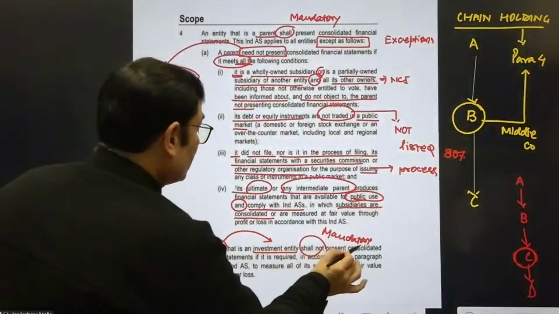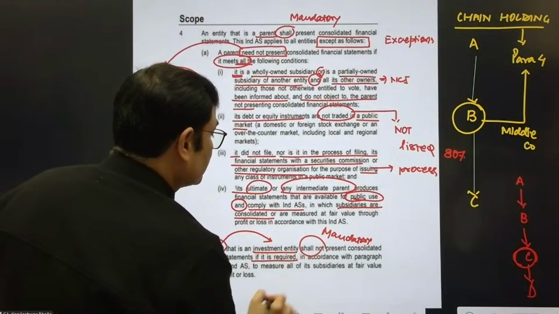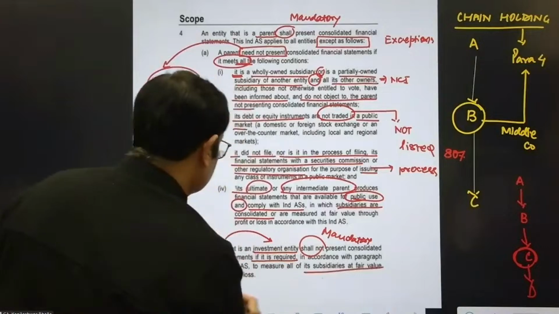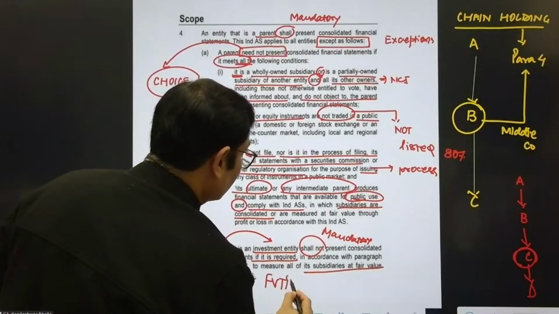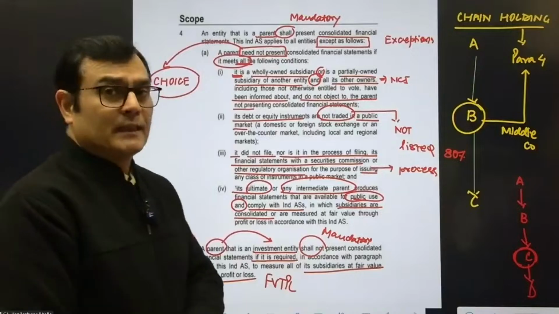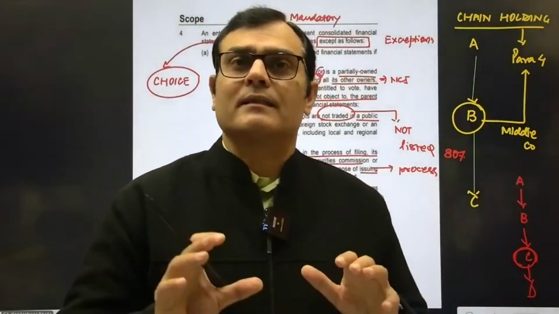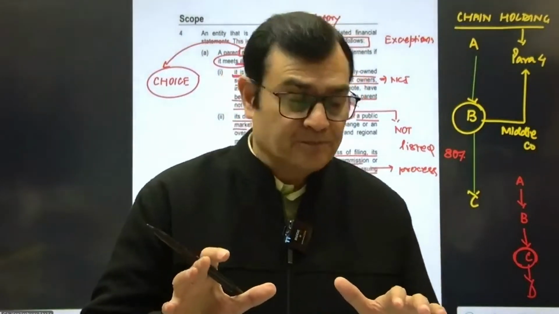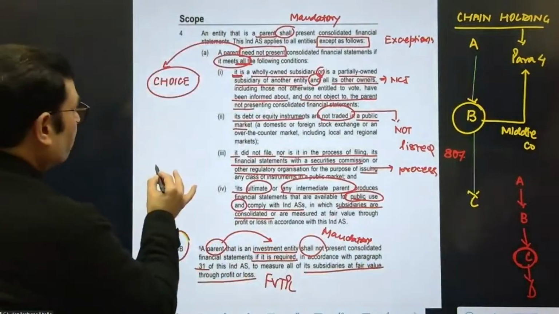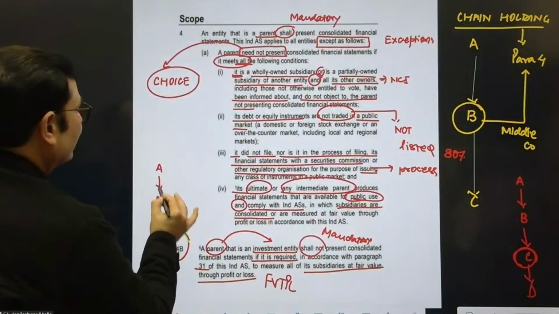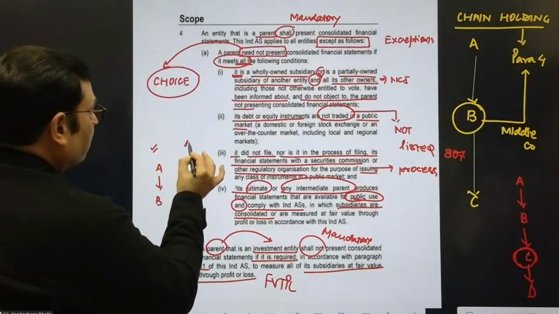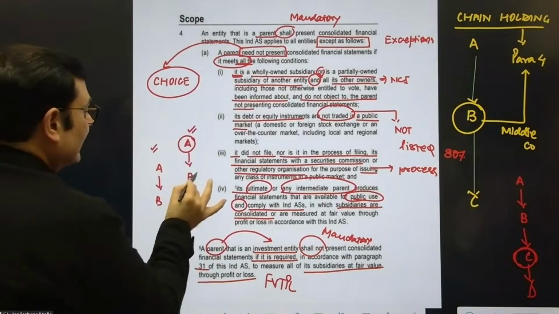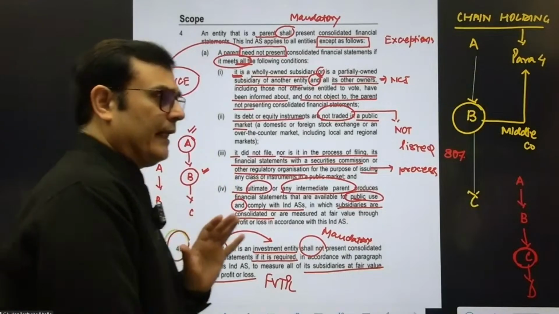So it says, shall not present consolidated financial statements if it is required in accordance with para number 31 of this Ind AS to measure all the subsidiaries at a fair value through profit and loss account. We'll see para number 31 as well. But now let's get another thing very clear, friends, at this stage, so that no confusion comes up at a later stage. Can this para 4B apply to a case which is not a chain holding? Yes, it can. Can it apply to a case where there is a chain holding and it can apply to company A? Yes. Can it apply to company B? Yes.